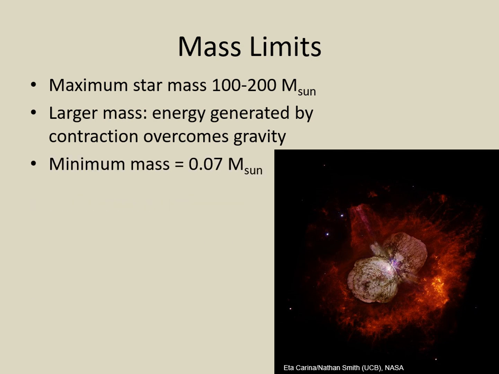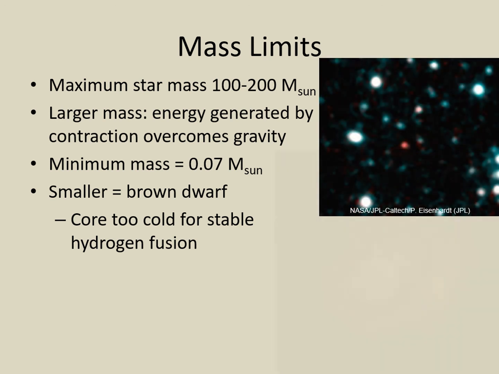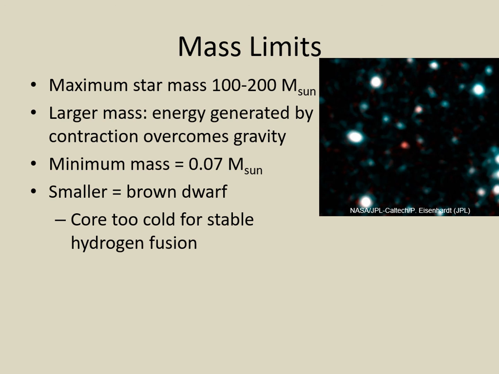The minimum mass of a star is about 0.07 solar masses. Smaller objects can form, but we call these brown dwarfs. Their cores never get hot enough to go through stable hydrogen fusion, so we don't count them as true stars. You can see a brown dwarf in this picture. It's that faint red dot near the middle.